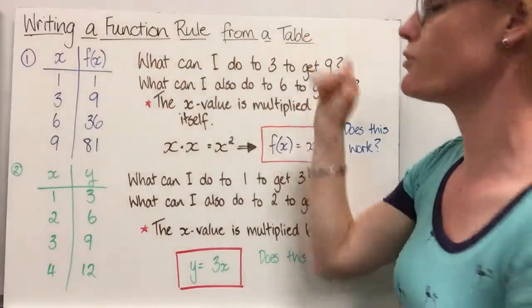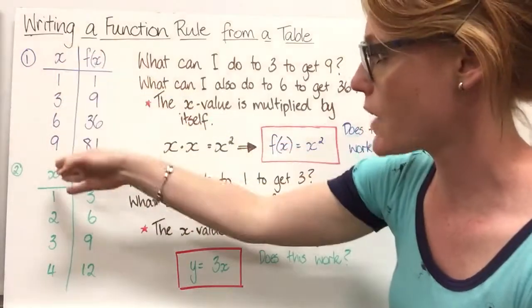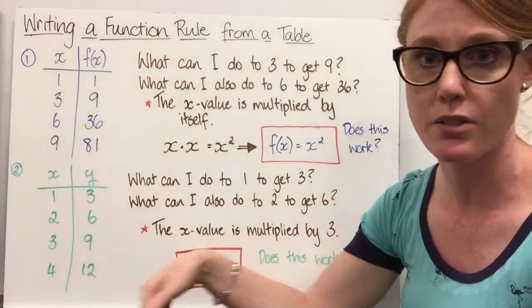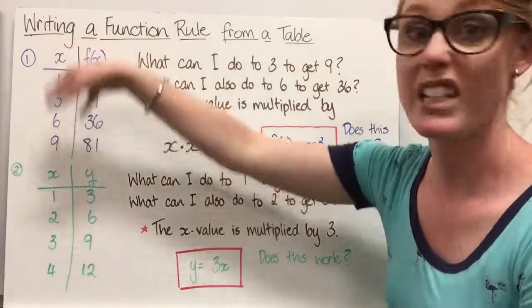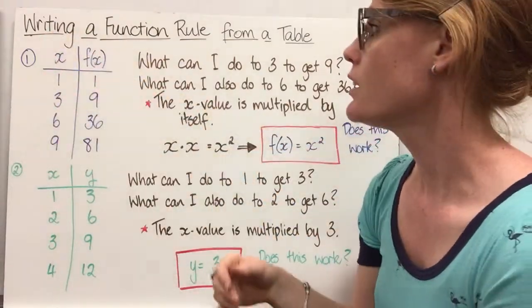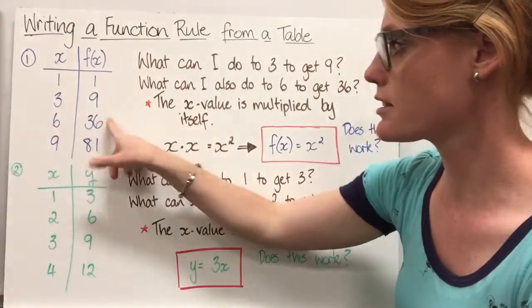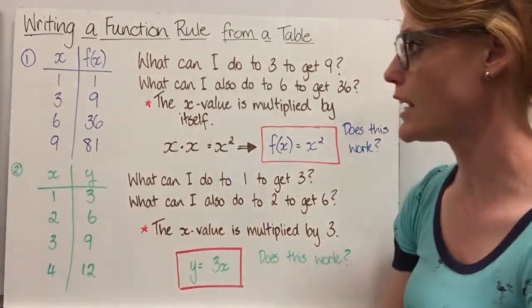Writing a function rule from a table. So we are given a set of data. We have our x values and our function of x values, or f of x values, or our input and output, or our domain and range. So we have 1, 1, 3, 9, 6, 36, 9, and 81.